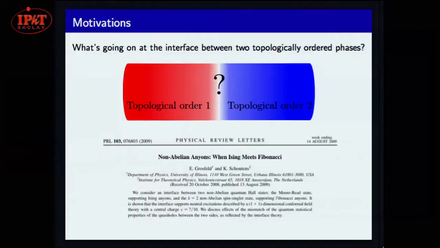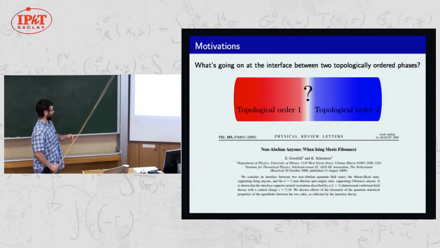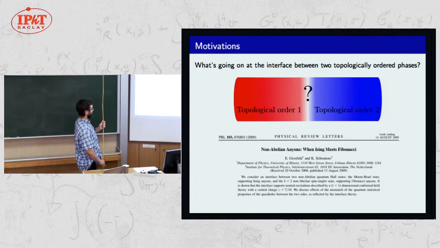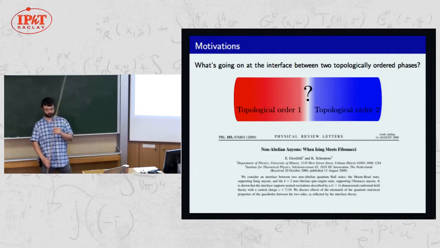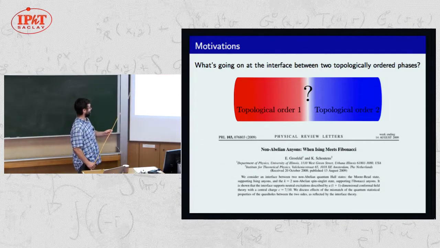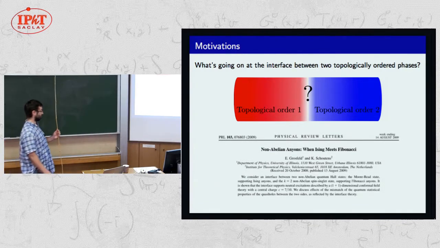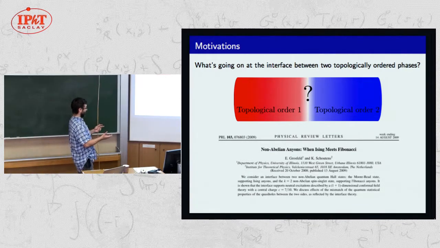So there's actually been a lot of work, various articles on this problem. For instance, this work is one of the many by Grossfeld and Schouten. They say if you take a Moore-Read state and a non-abelian spin singlet state, you should find at the interface a very non-trivial edge mode, so a gapless theory, where the central charge is 7/10. That's the universality class of the critical Ising model. So there's some non-trivial edge reconstruction.